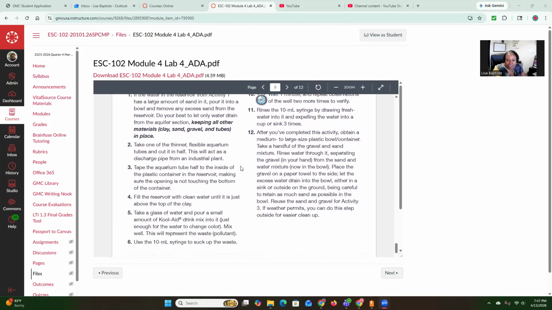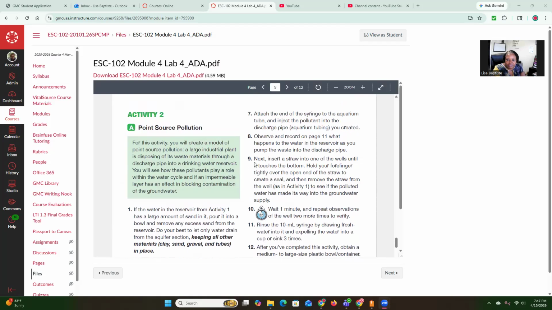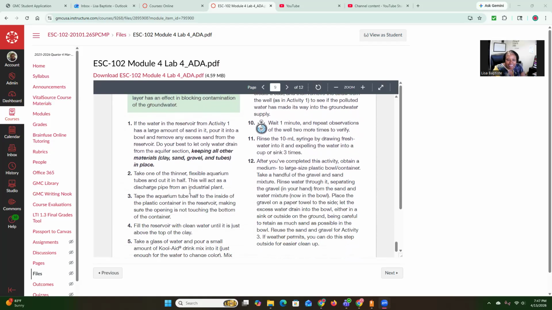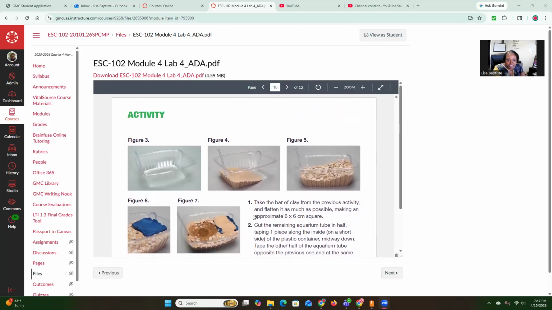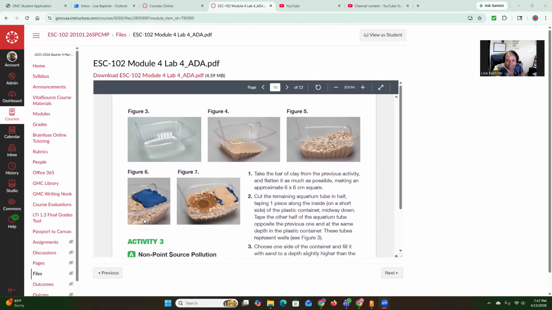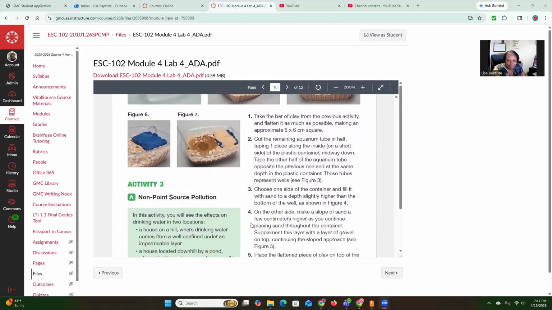All right, so this tells you some disclaimers of how to set it up and how to clean it up so that you're ready for section 2. For this activity, you have your sand here, and now you're using the rubber tubing, and then it shows you step by step how to set it up. But if you have questions, let me know.